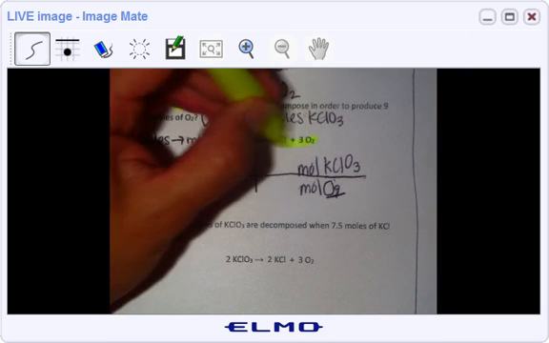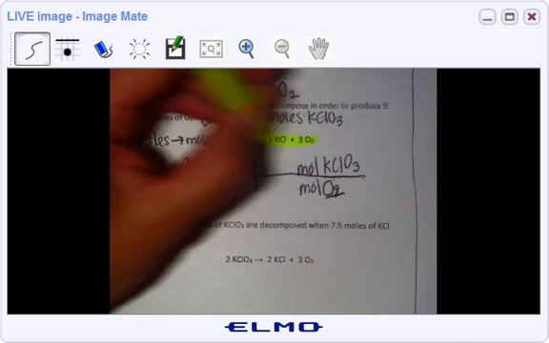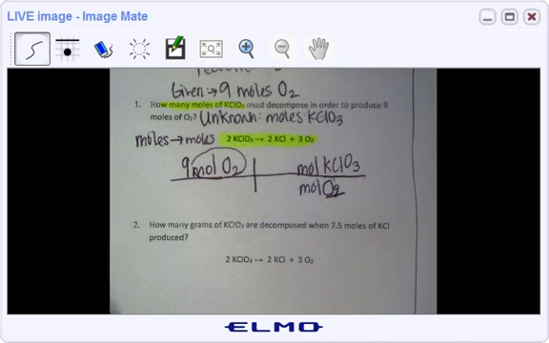You always need to double check that the equation given is balanced. That should be step 1. And this question number 1 is already balanced, but from here on out we're going to just double check that it's balanced.